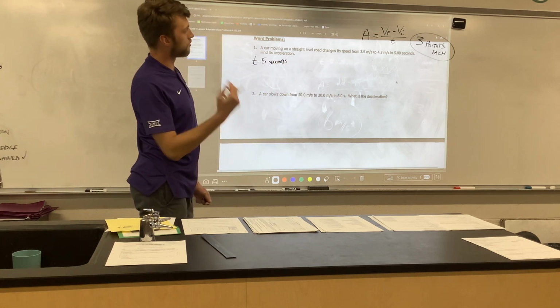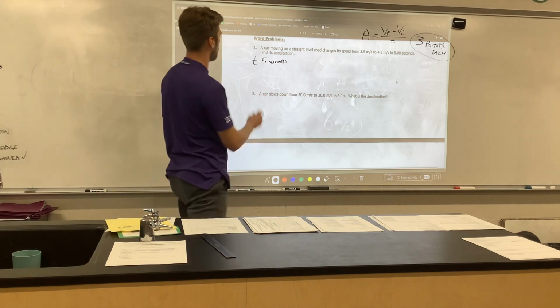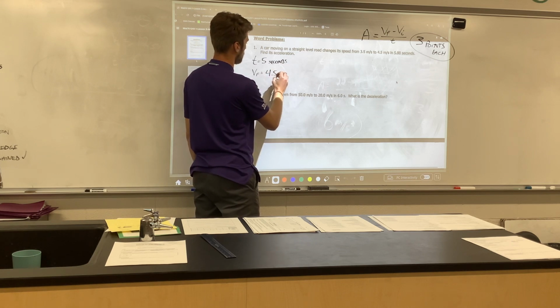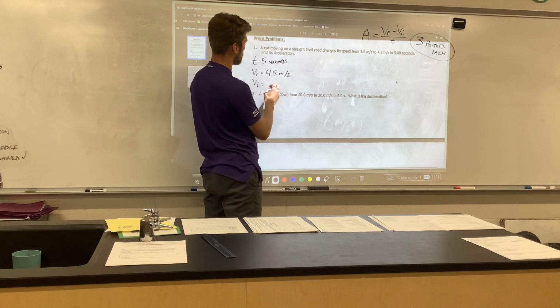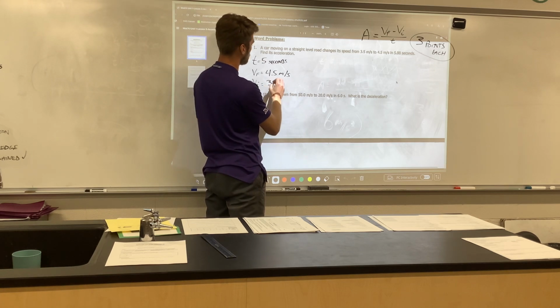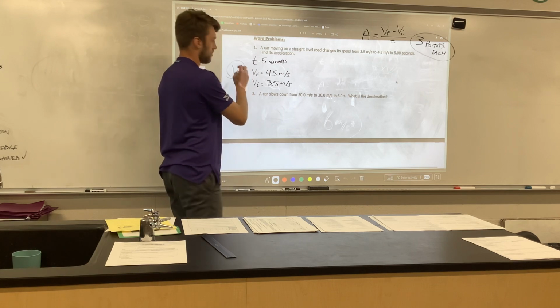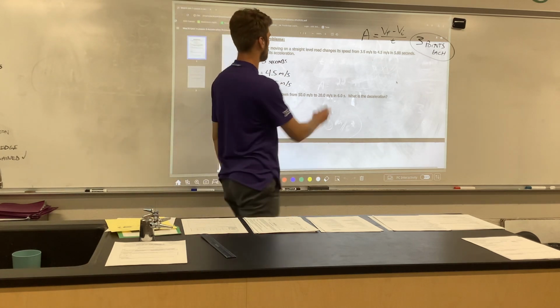And changing its speed from 3.5 to 4.5, so I know my final velocity is 4.5. And I know my initial velocity is 3.5. Okay, again, that's worth 1 point. Identifying everything you know. Then I plug all those things into the equation.